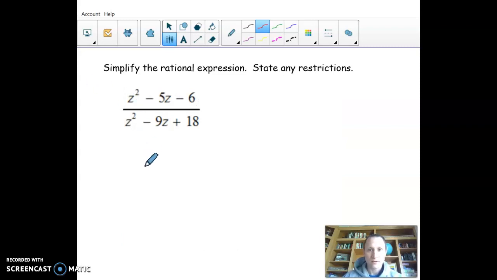All right, so we start off with just simplifying rational expressions. We're not going to do this restriction stuff. We didn't put that on the test at all, but you will have to simplify, right? So pause the video, give it a shot.